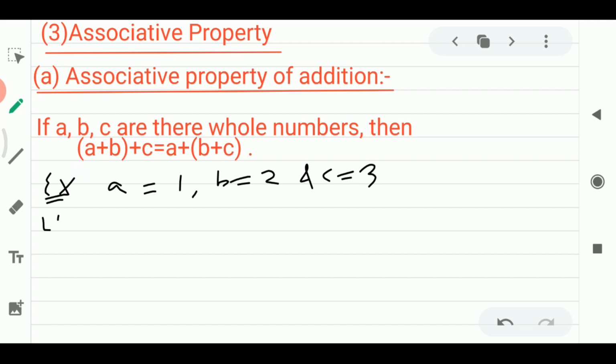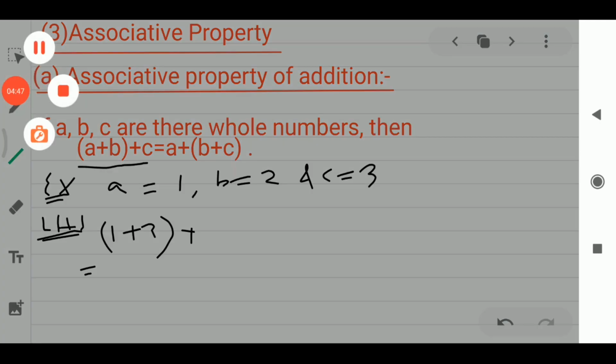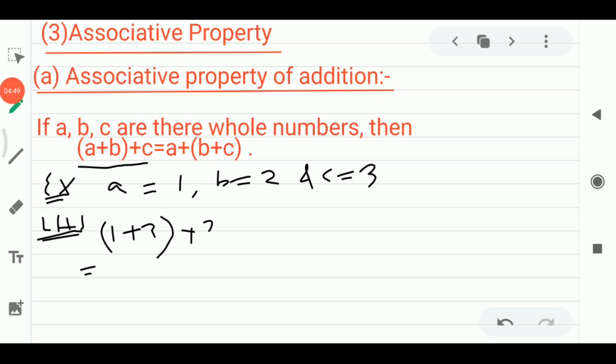So first take LHS. LHS means left hand side. In the left hand side it is a plus b plus c. It means 1 plus 2 bracket plus c, sorry, not c, it is 3. So first we have to solve the bracket. 1 plus 2 is 3, plus 3 and it is 6.